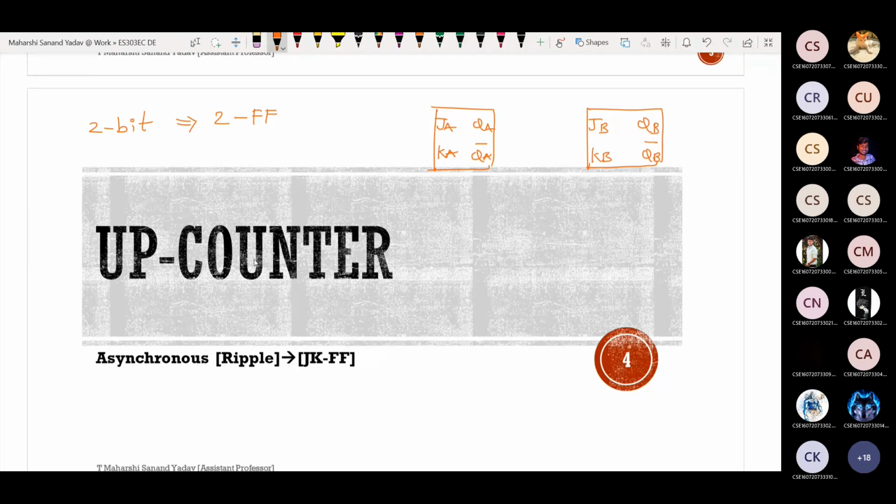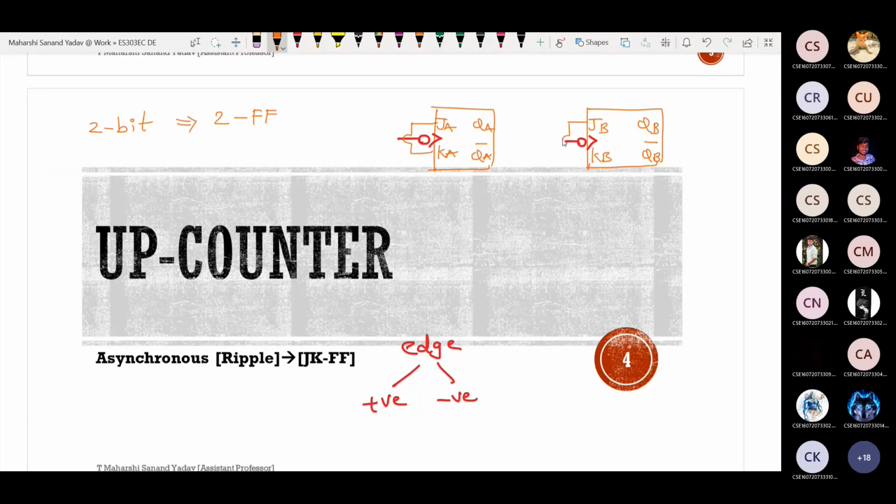How many types of edge triggerings are there? 2 types, positive and negative. So what do you want me to use, positive or negative? Negative. So let me take negative. So I'm taking negative. And here one important condition is always J and K should be connected to logic 1.